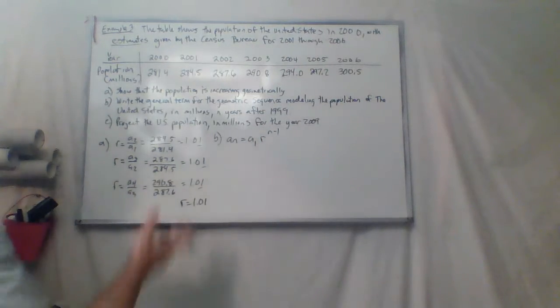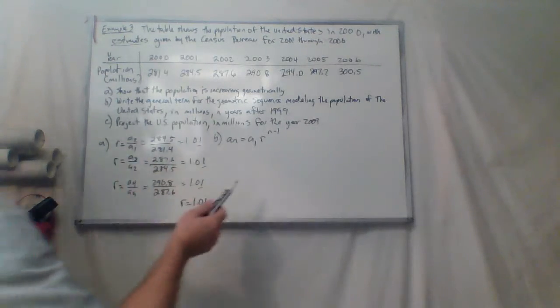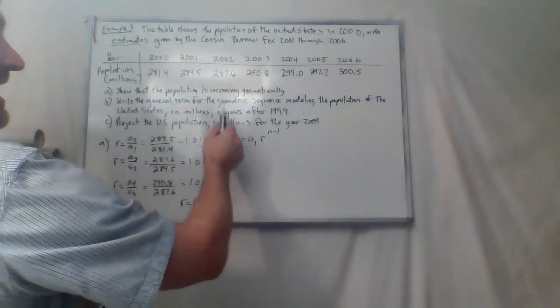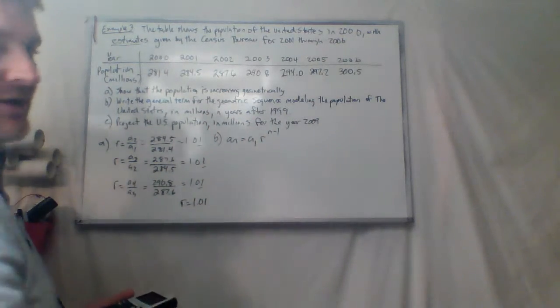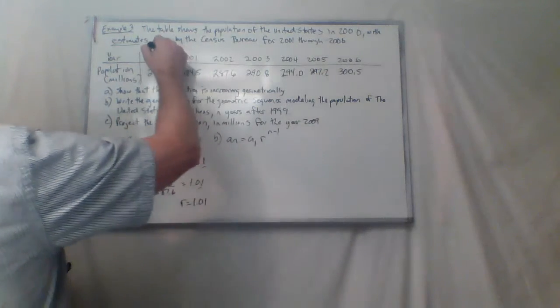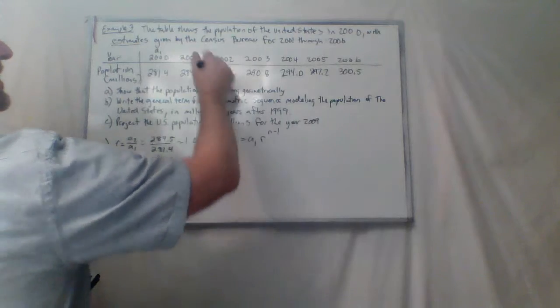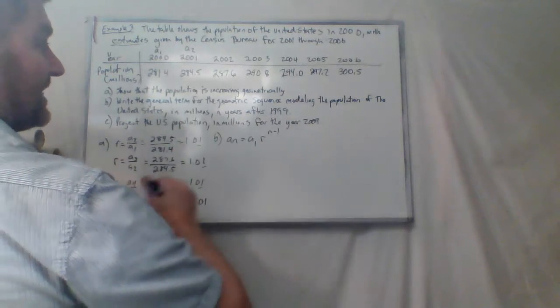And then we'll do part C in a second. So write a general term for a geometric sequence modeling the population of the United States in millions n years after 1999. Now, I kind of wrote this out. While I was writing it out, I realized that this was going to be A1 because this is 1 year after 1999. This is A2 because 2001 is 2 years after 1999.